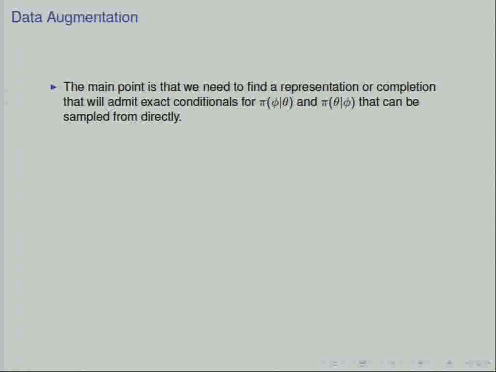Okay. So the main point of this, and the main point with the EM algorithm, is that we need to find a representation of what's called a completion of the model, a completion of the parameter space, that allows us to obtain the exact conditionals, pi of phi given theta and pi of theta given phi, and that these can be sampled from in a nice natural way.